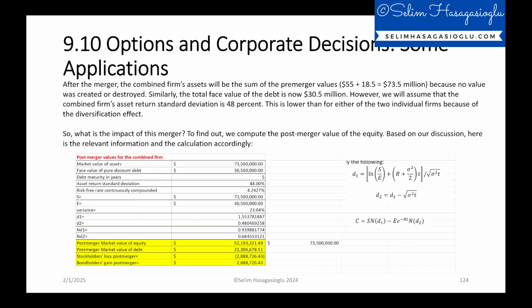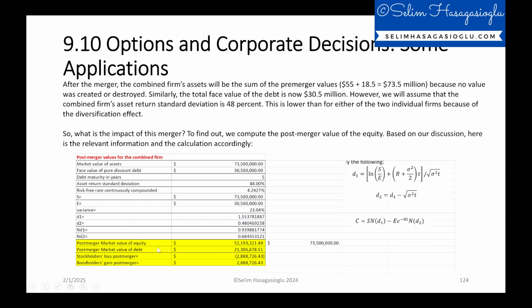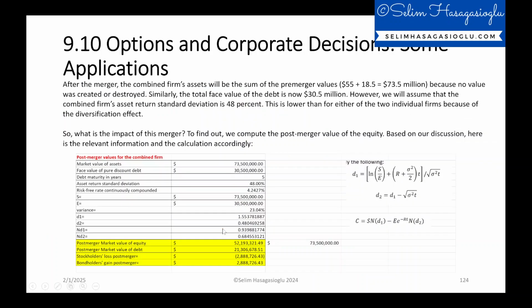How do we do this? Remember, pre-merger, the market value of equity total was around $55 million or so. But post-merger, you have 52. So around $2.9 million was lost post-merger. And again, remember, the pre-merger market value of total debt was 8.4 million, and post-merger this is at around 21.3 million. So this is the bondholders' gain and this is the stockholders' loss.